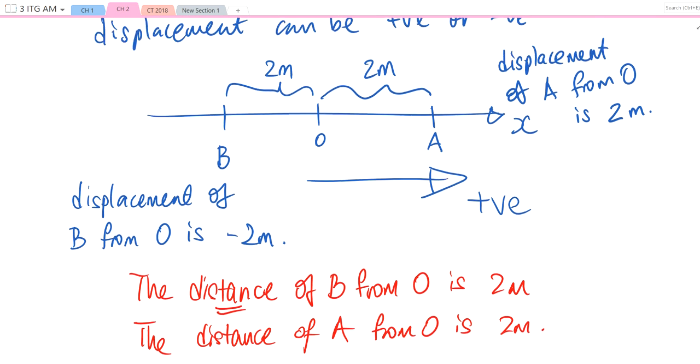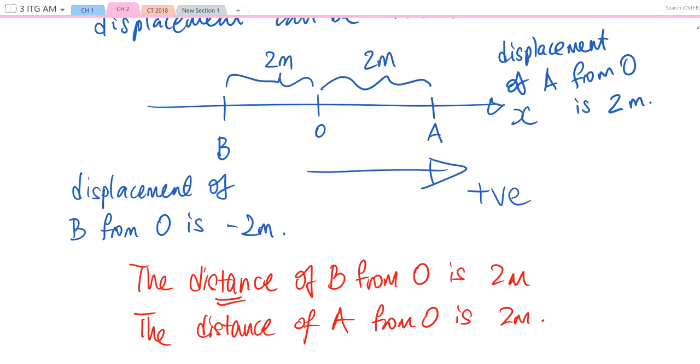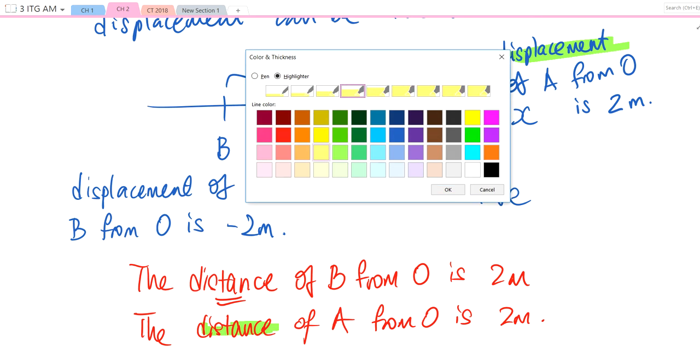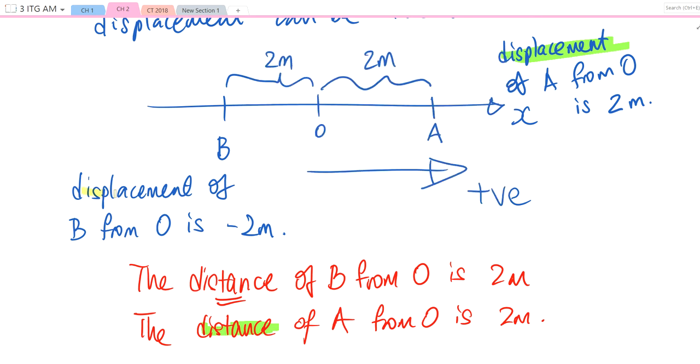Okay, so here we have different words: displacement of A from O, distance of A from O, both of which are positive 2 meters, and we've got displacement of B from O is negative 2, but the distance of B from O is positive 2 meters. Okay, so this is just a recap on your physics that you learned in lower sec.